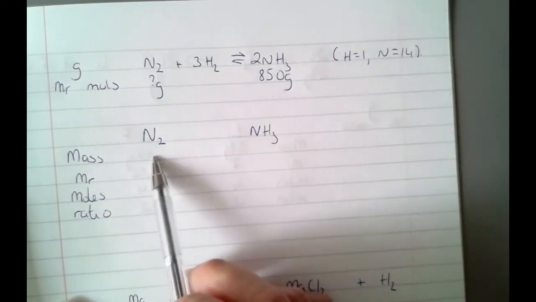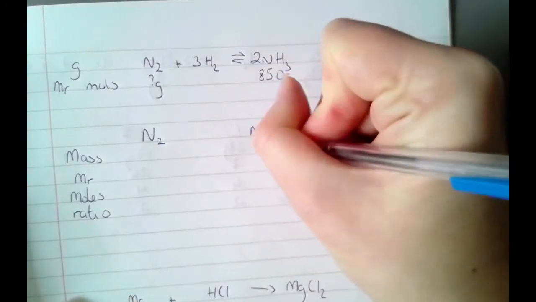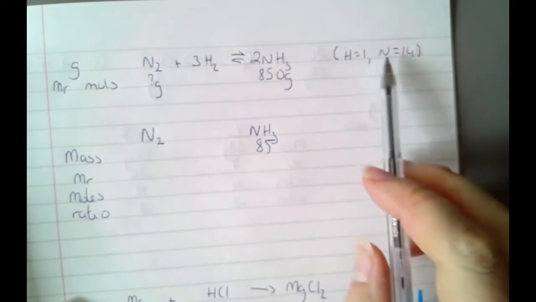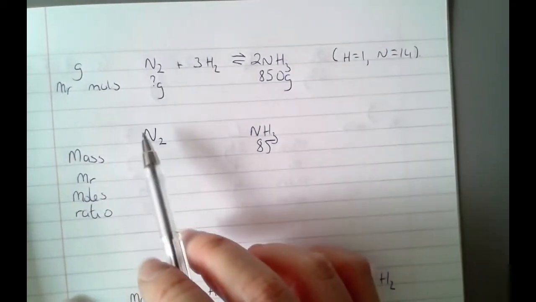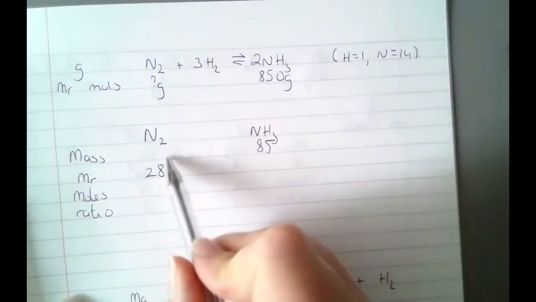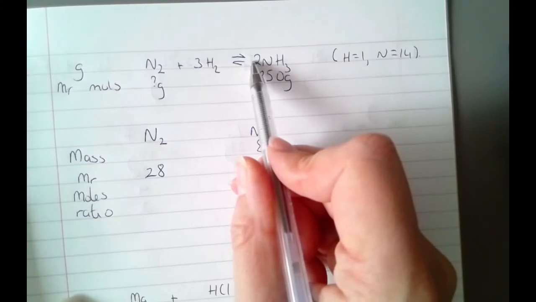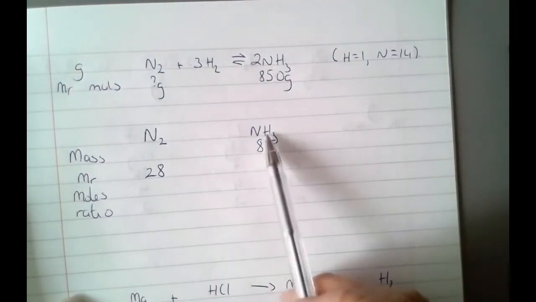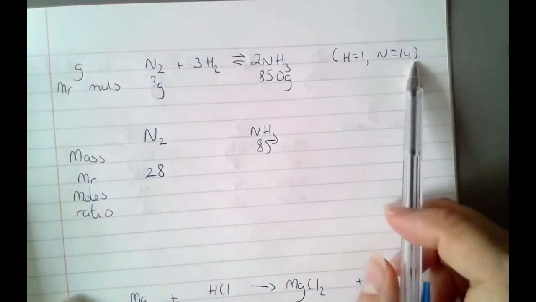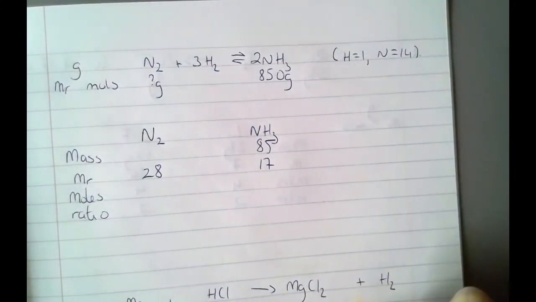Mass of nitrogen is what I'm trying to find. Ammonia, I've got 85 grams. Formula mass, I'll use the numbers provided. So nitrogen, I've got 2 of them, N2, and I get a mass of 28. So I am using the small numbers calculating formula mass. I'm just not using the large numbers from my balanced equation. For NH3, I've got 1 nitrogen is 14 and 3 hydrogens, giving me a total formula mass of 17.